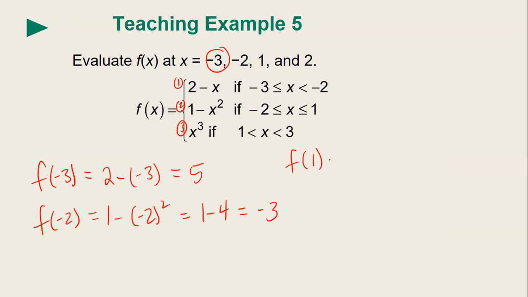So now we have f of 1. Which interval does f of 1 fall in? It falls on 2 because it says this is where it's equal to 1, right? So I'll use the second interval. So that gives me 1 minus 1 squared, which equals what? 0. Okay, last but not least, f of 2. Where would f of 2 fall? In the third interval. So we're gonna have 2 to the third, which equals 8. Because 2 is between 1 and 3.